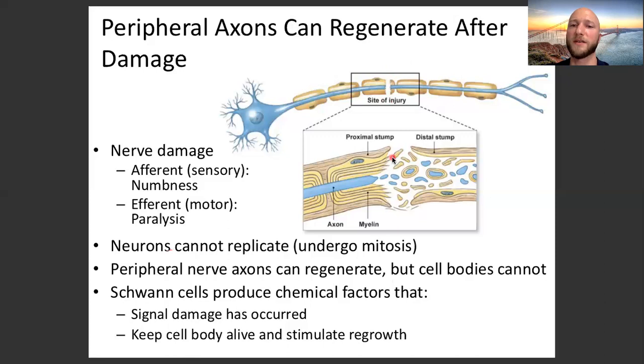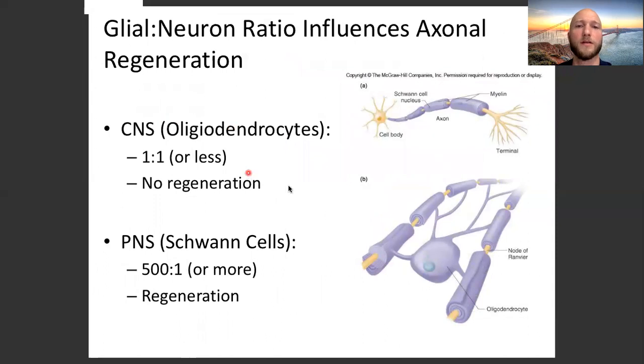There's a whole process. If this nerve was cut right here, the Schwann cells would start to eat the nerve back to the cell body, and then, after they clean up the area, start regenerating a new one. Basically the Schwann cells take care of the cell. They keep it alive and they stimulate that healing process. Yes, proximal stump, distal stump. There's a whole process. So the Schwann cell to axon ratio influences axonal regeneration.